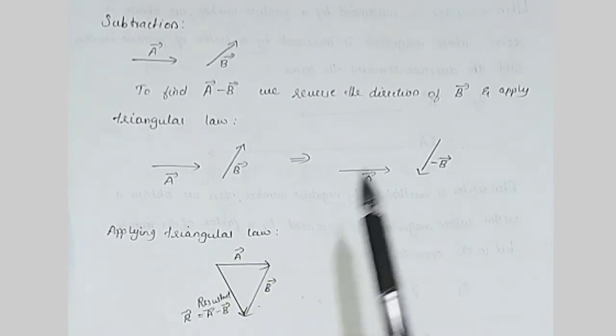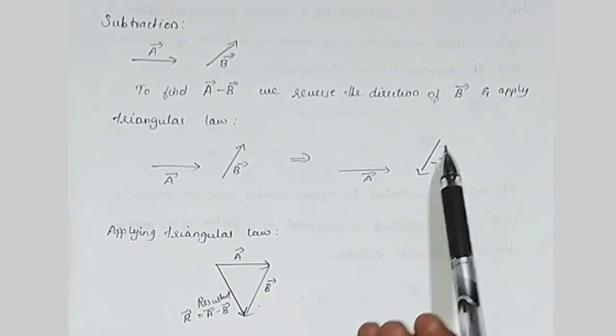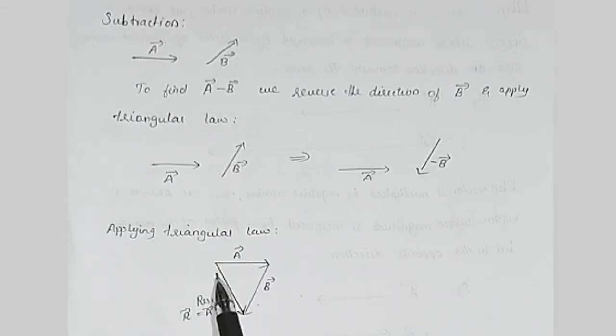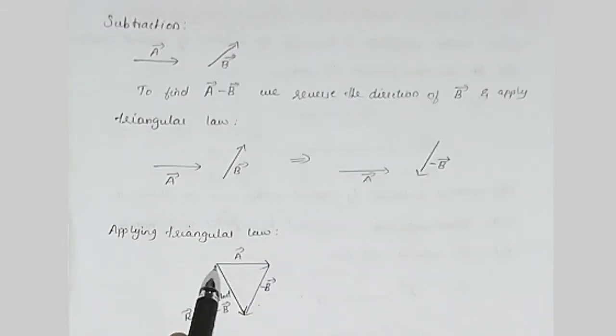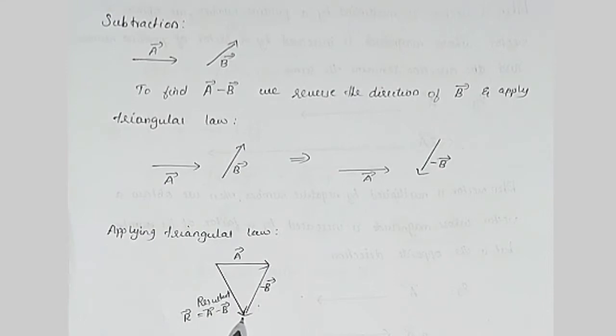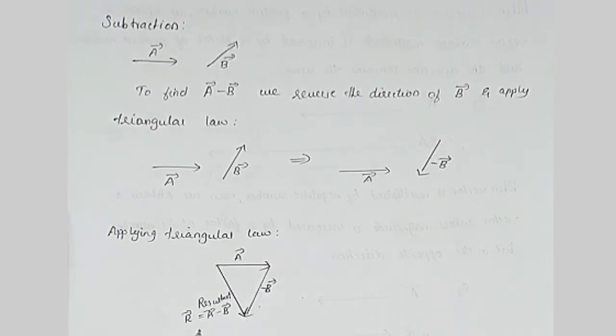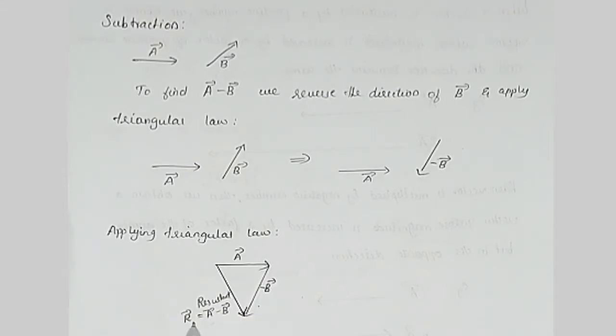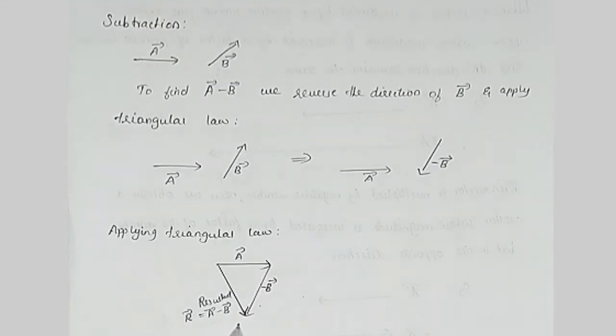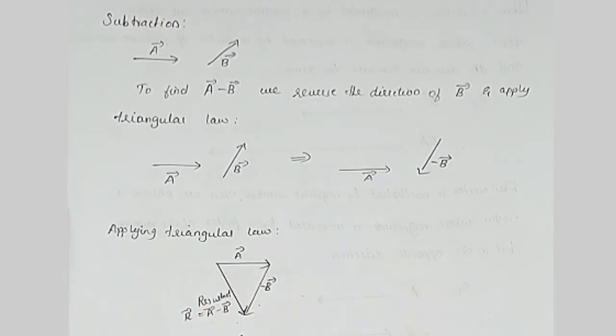Now, applying the triangular law, we take the tail of the minus B vector to the head of vector A, that is, vector A and the minus B vector is this. Now, when we apply the triangular law, we join the tail of vector A to the head of vector minus B, and the resultant is A minus B. And here the resultant from the tail of vector A to the head of vector minus B is A minus B. So this is how we subtract vectors using the triangular law of vector addition.